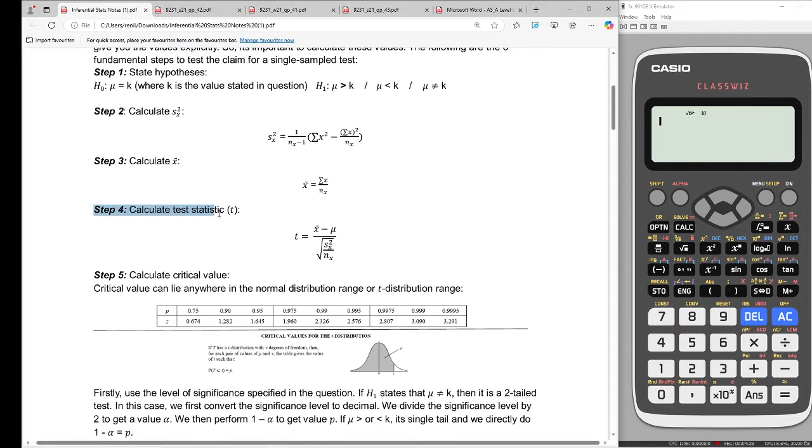Now step 4, calculate the test statistic: x dash minus mu divided by root of S2x divided by nx. There's not much to explain here. You just need to plug this formula in. For a single sample test, the denominator is always this. This is quite common to remember, but it can be a little tricky.